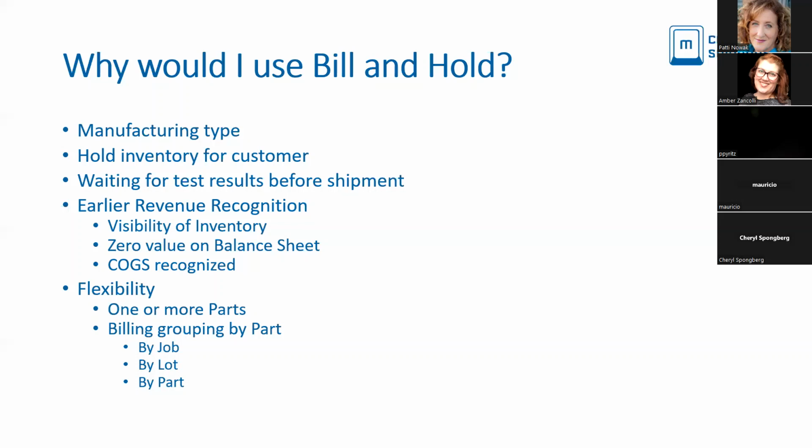So you can configure one or more of your parts for bill and hold, but you're not required to configure all parts for that customer as bill and hold. You can also configure that billing to group your items, your line items on your invoices by job, by part, or by lot. And you can do that on a part-by-part basis.